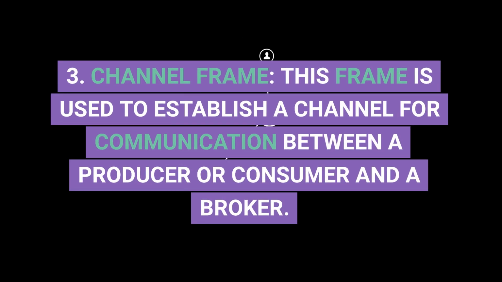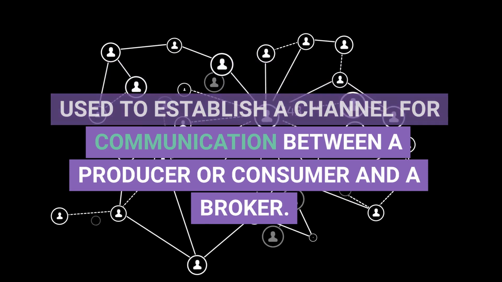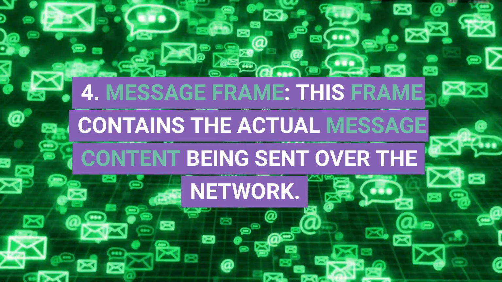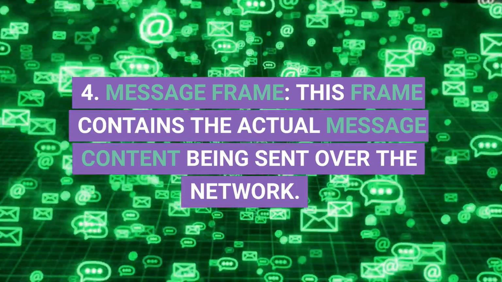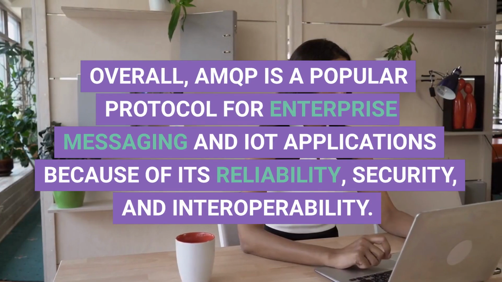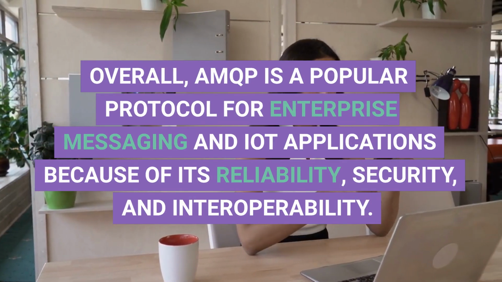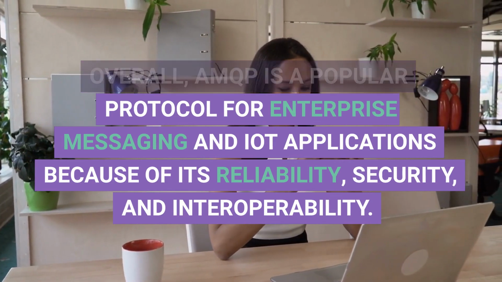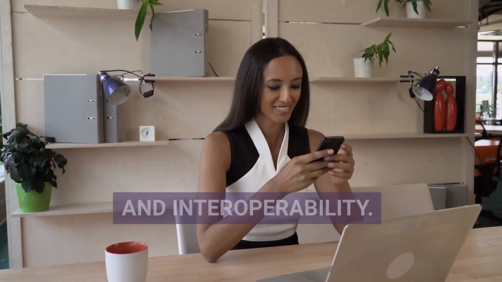3. Channel frame. This frame is used to establish a channel for communication between a producer or consumer and a broker. 4. Message frame. This frame contains the actual message content being sent over the network. Overall, AMQP is a popular protocol for enterprise messaging and IoT applications because of its reliability, security, and interoperability.